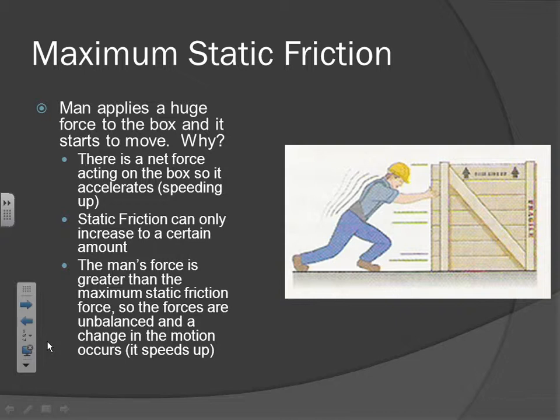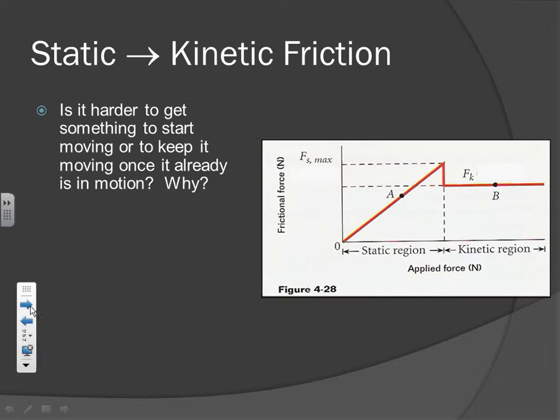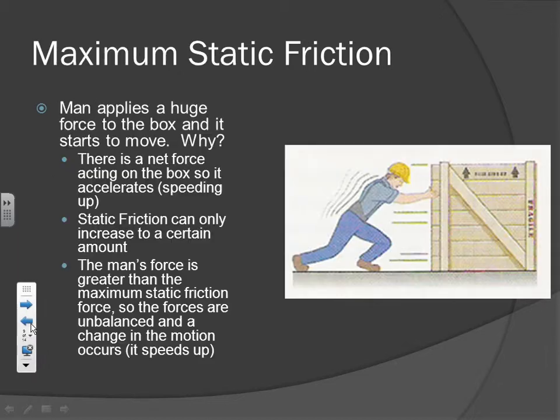Right? That value that we're looking at we call the maximum static friction. So in this case here, in order to get this object to move, we have to apply a force that is greater than the maximum static friction value.